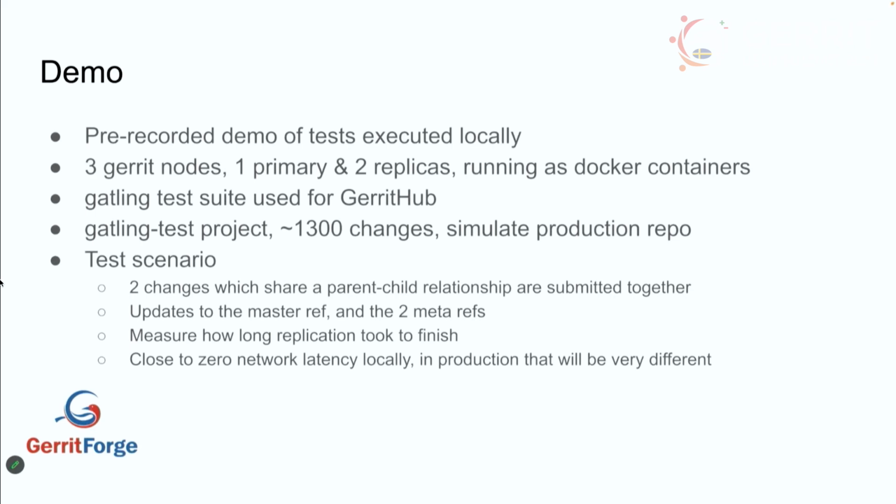I'm going to show you 5 short clips, but the test scenario is always the same. So we're essentially demoing 5 different use cases, but the test scenario is always the same here. We have 2 changes that share a parent-child relationship, and we submit those together. What this will do is create an event which updates 3 refs: the master ref where the changes were done, and the 2 meta refs. And we want to measure here how long the replication took.